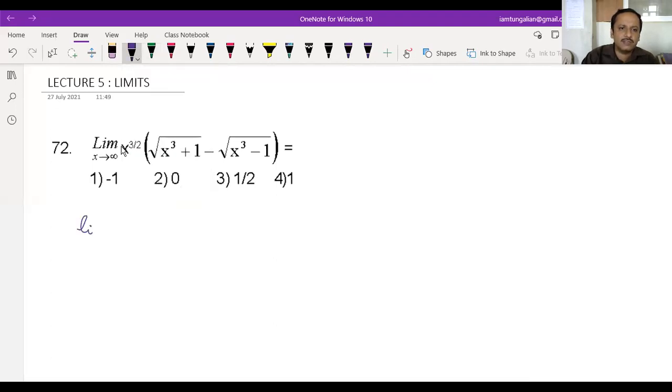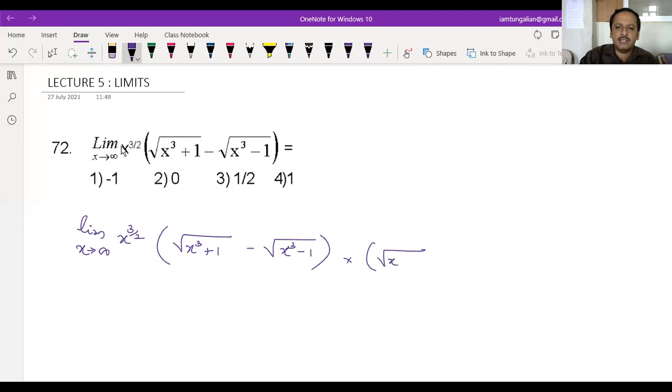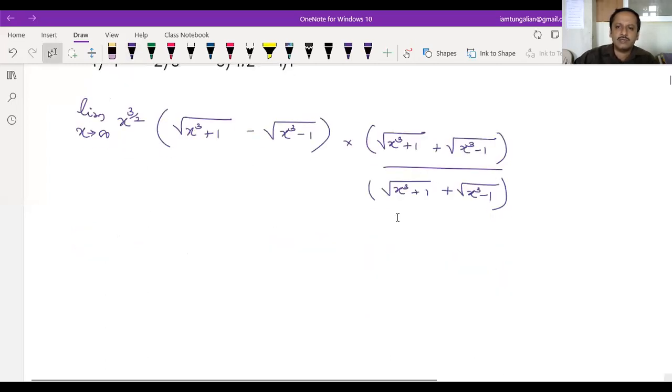Let me rationalize this. Limit x tends to infinity, x to the power 3 by 2 into, we have root of x cube plus 1 minus root of x cube minus 1. We'll multiply and divide by root x cube plus 1 plus root x cube minus 1. So that is equal to limit x tends to infinity x to the power 3 by 2 into.